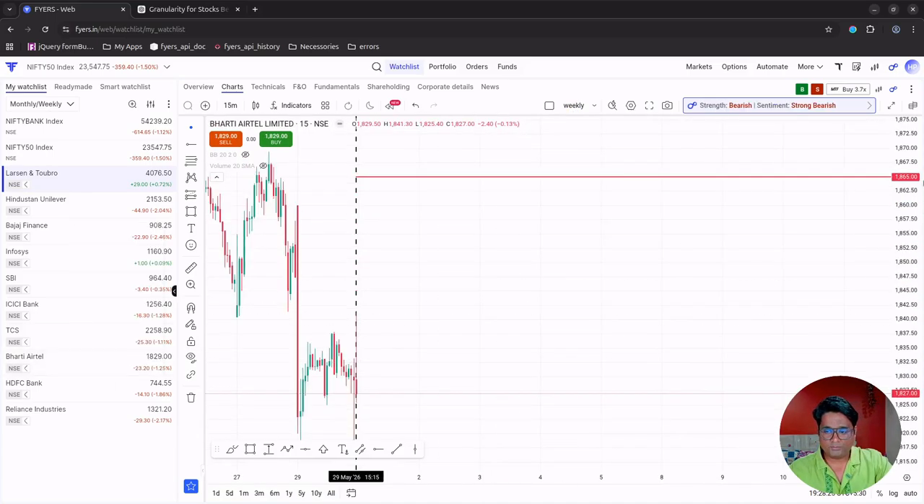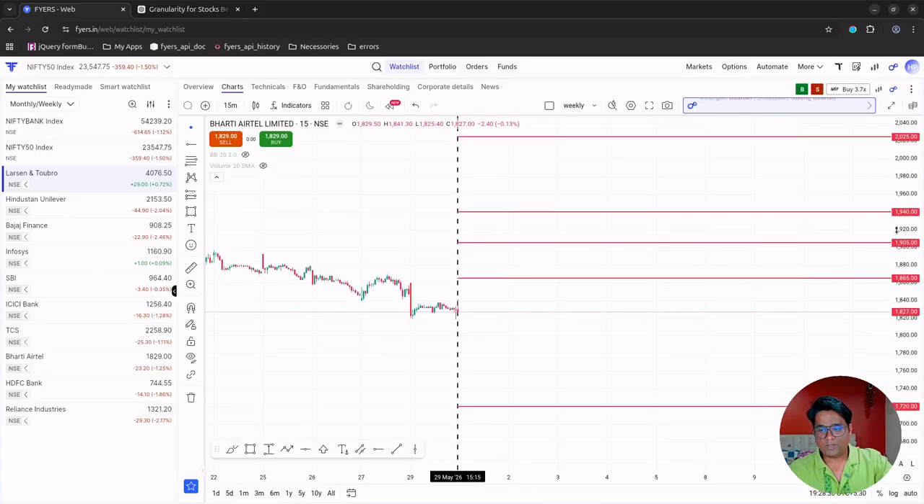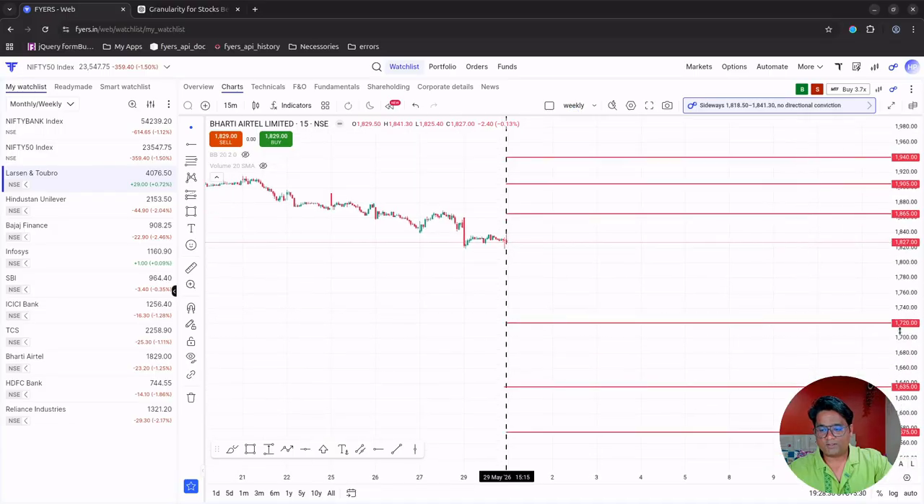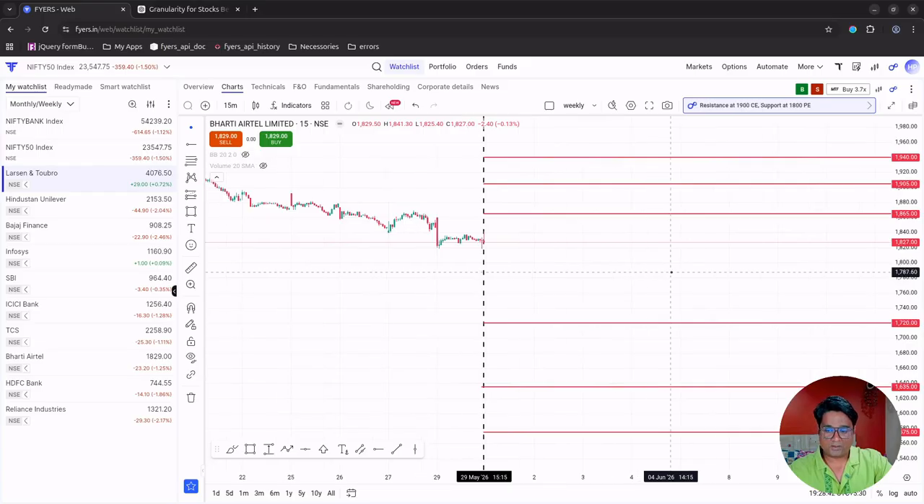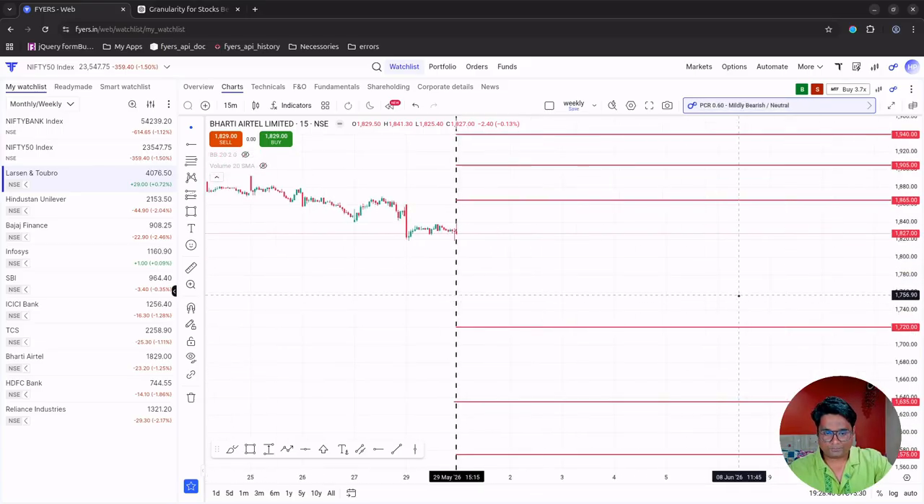Bharti Airtel, so these are the levels for Bharti Airtel: 1865, 1905, 1940, and 2025. Levels below 1720, 1635, and 1575. These are the levels for Bharti Airtel.